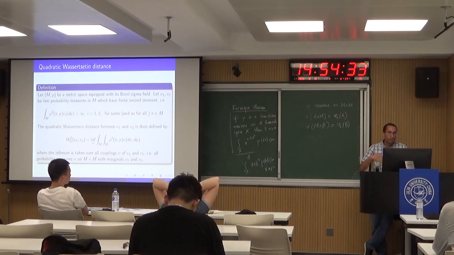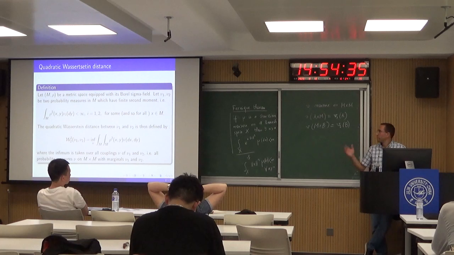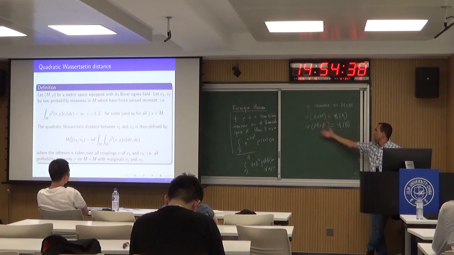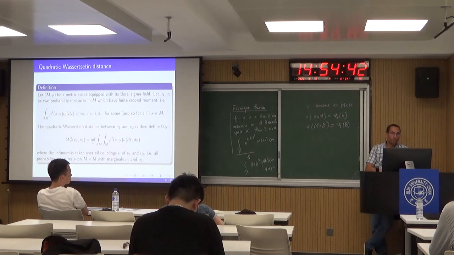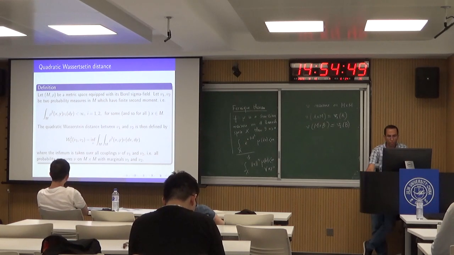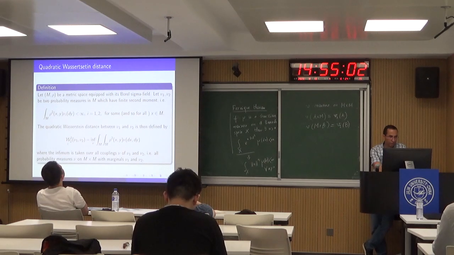So we look at all these measures on the product space with marginals mu1, mu2. There are many of them, of course. And we try to minimize this integral here with rho squared of x, y over all these possible measures on M times M with these marginals. Okay. This is the quadratic Wasserstein distance.